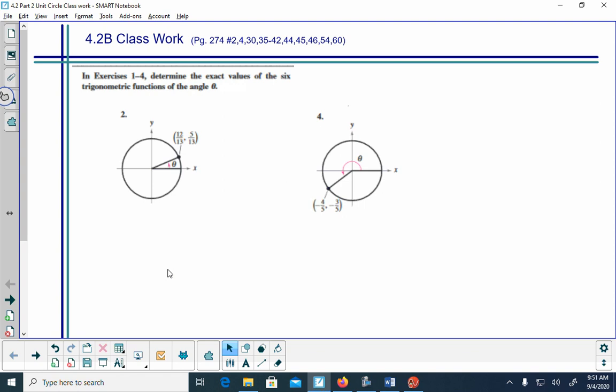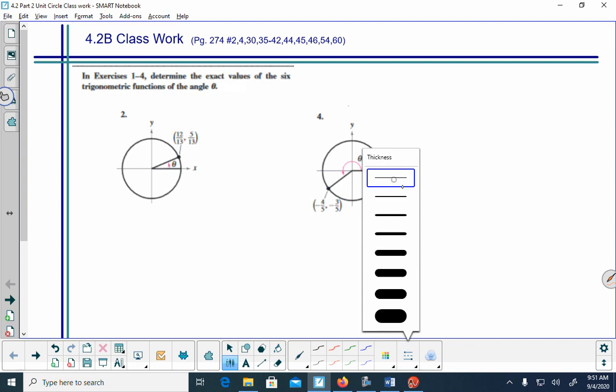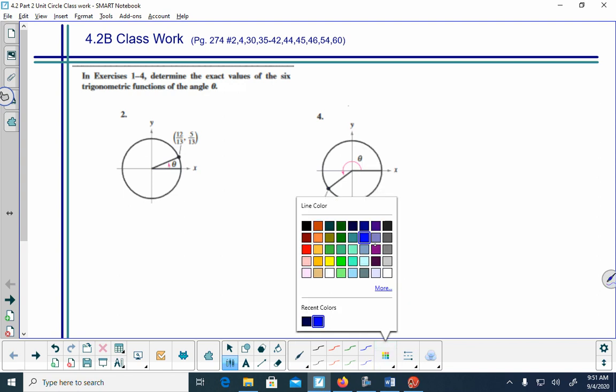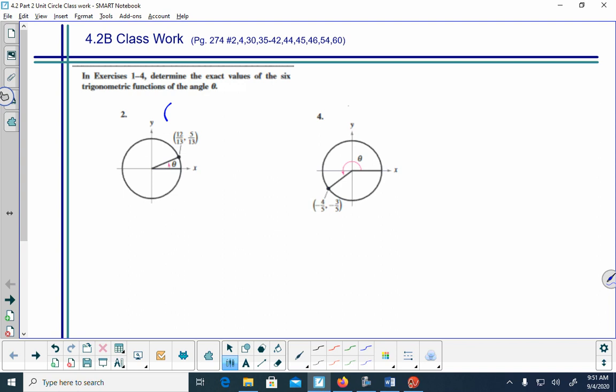I'm going to give you an ordered pair that represents the point on that circle, and that's 12/13 and 5/13. And I want you to find the exact value of the 6 trig functions. So we're doing all 6 this time. I'm going to start with knowing that my sine is my y value. So remember it goes cosine, sine. So to find the sine of theta, I'm going to do my y value, which in this case is 5/13.